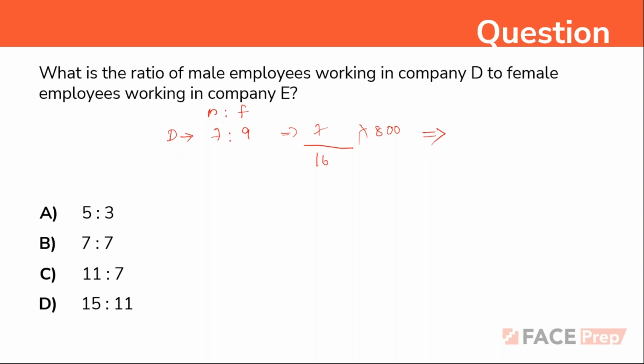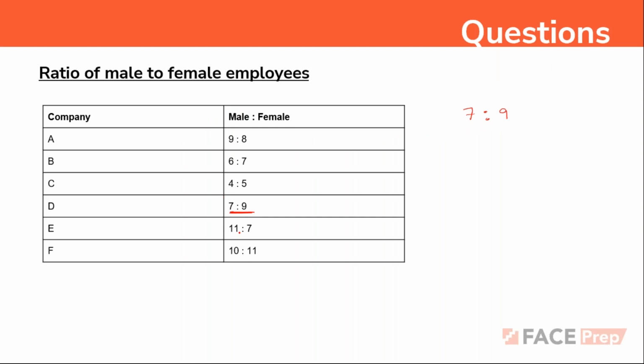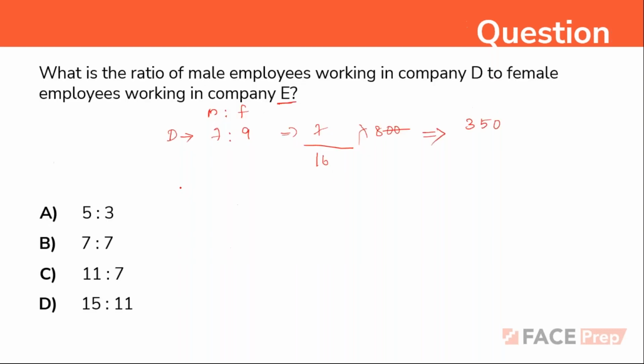So which is 700 by 2, you will get around 350. Now, female employees working in company E. So let me take E, 11:7. So the ratio, this is the female.